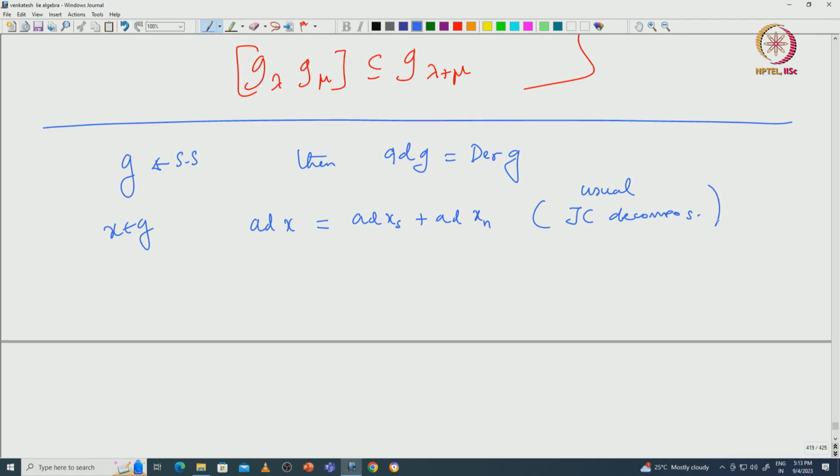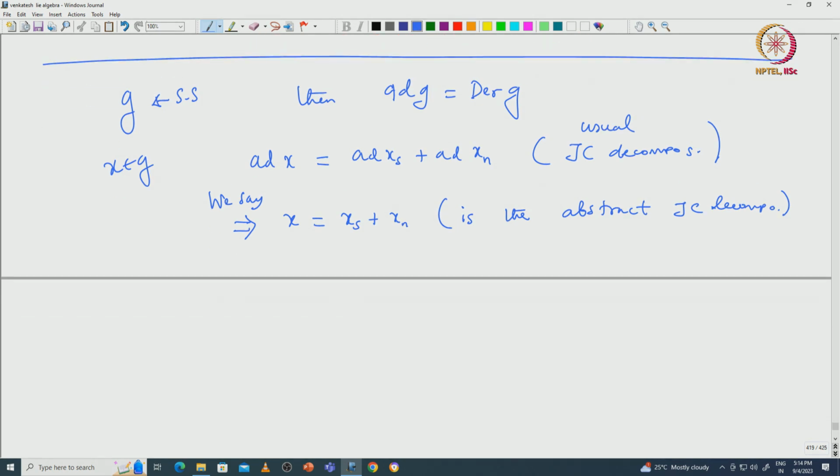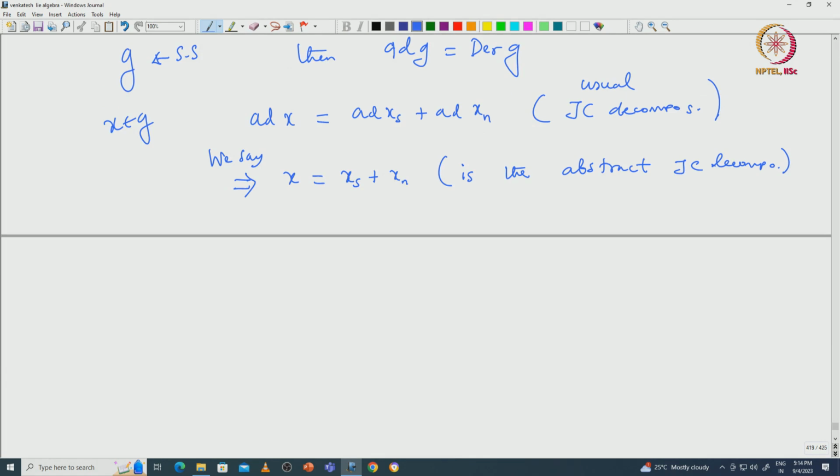If we take this as the usual Jordan decomposition, then we say x is equal to xs plus xn, the abstract Jordan decomposition. Okay. So, indeed we will prove that if we start with this abstract Jordan decomposition, even for any linear Lie algebra which is semi-simple, we can talk about the usual Jordan decomposition for that particular linear Lie algebra.